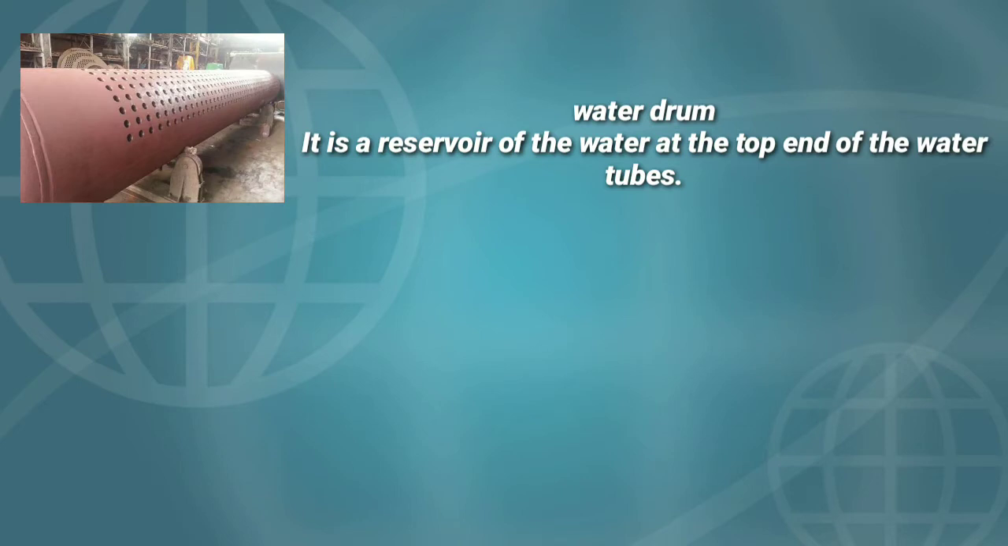Water drum. It is a reservoir of water at the top end of water tubes. The drum stores the steam generated in the water tubes and acts as a phase separator for the water mixture.